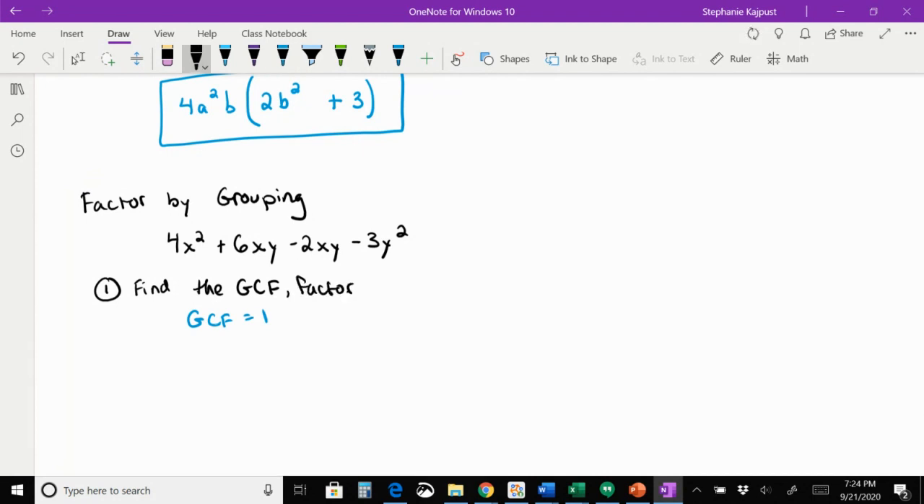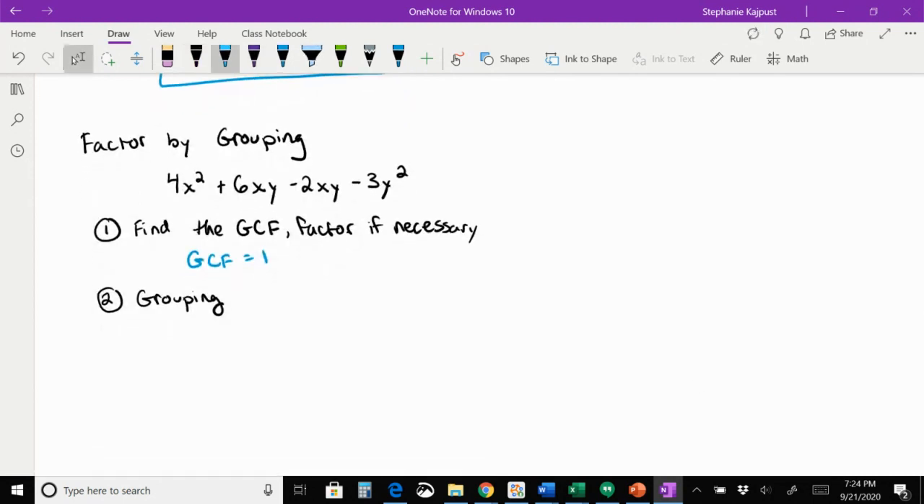So sometimes you can't factor it out because sometimes there isn't one. So in this case, we couldn't. So step 2 is what we call grouping. That's where you take the first 2 things together and you put parentheses around them. And then the second 2 things together, you put parentheses around them.